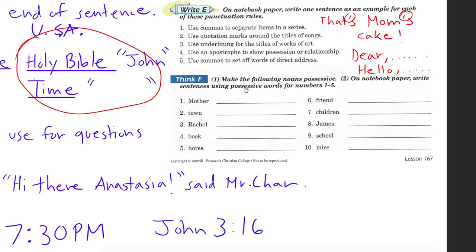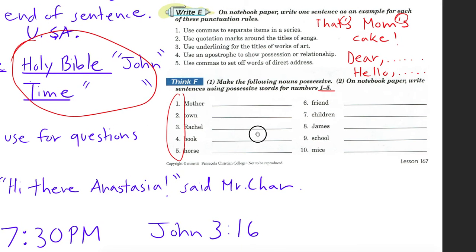All right, Think F. Make the following nouns possessive on notebook paper. Write sentences using possessive words for numbers 1 through 5. Okay, all right. I know it's asking you guys to do a lot, but it'll be quick. The sentences don't have to be super long.